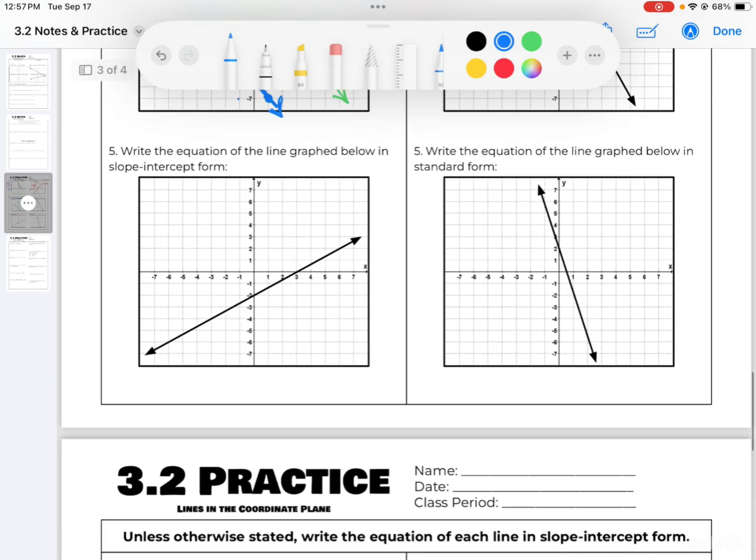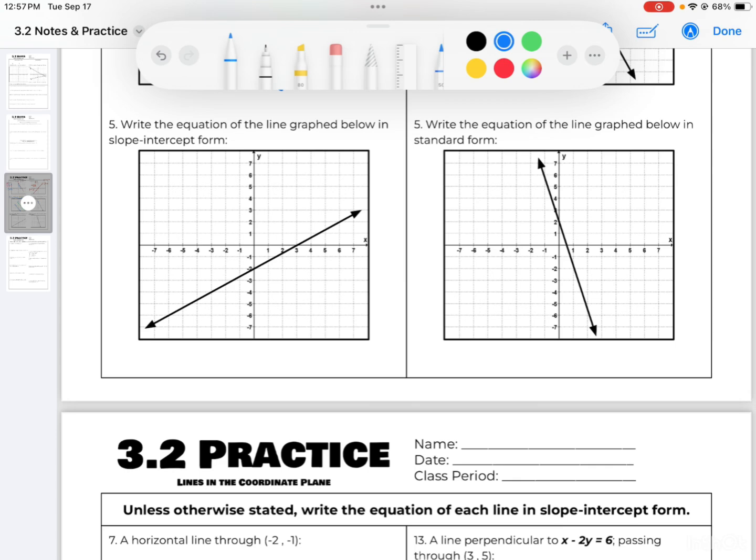So I'm going to look down at 5 real quick. It's the next one that I consider a little step up from those. And it says to write the equation of the line graph in standard form. So that means my final answer I'm trying to get in the form ax plus by equals c. And going off the rules, I want to have no fractions, and a is positive. So what I want to do first is find my y-intercept, which is plus 2.